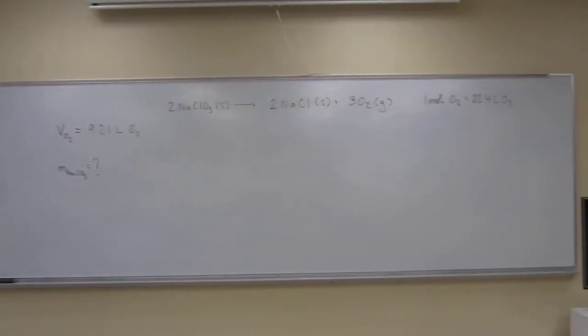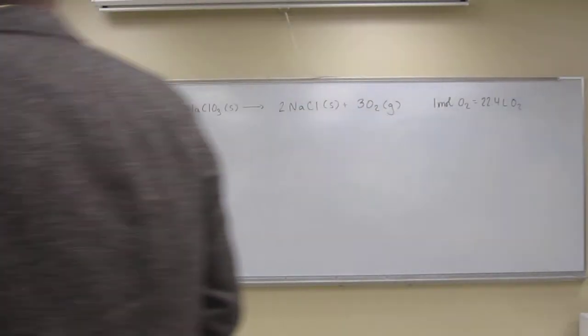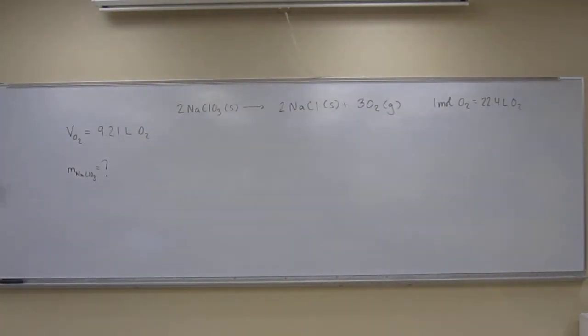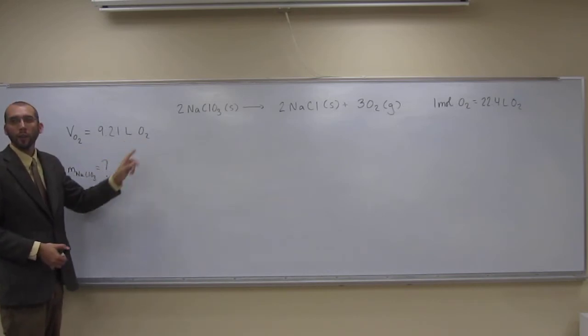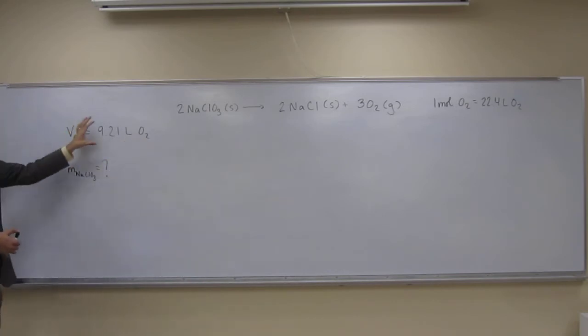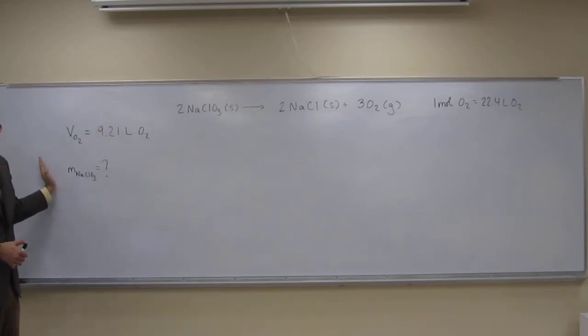Okay, so this one says, how many grams of sodium chlorate are needed to produce 9.21 liters of oxygen gas? Okay? So we have the number 9.21, and we're going backwards to figure out what the mass was that we had to begin with. Okay?